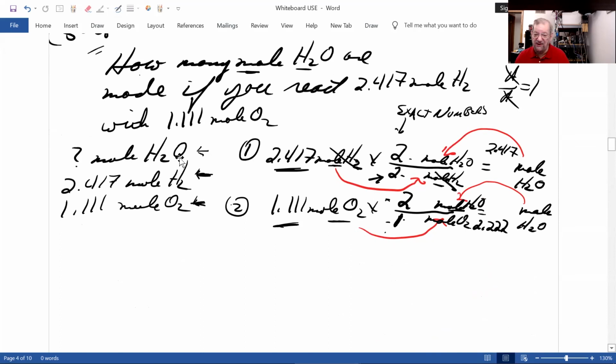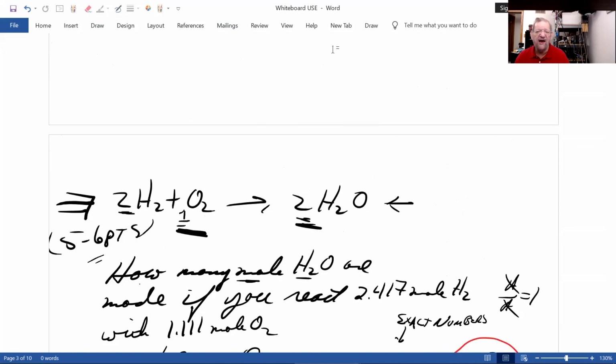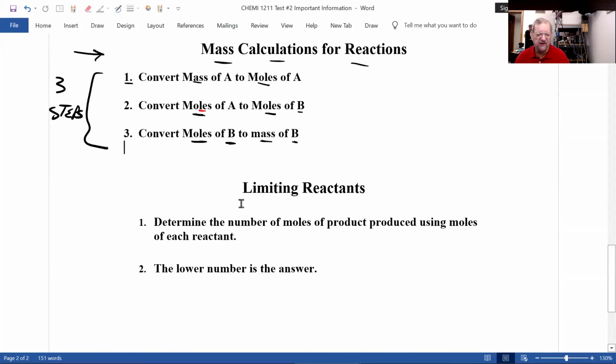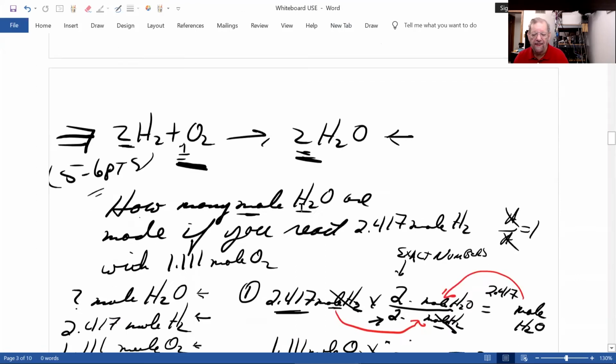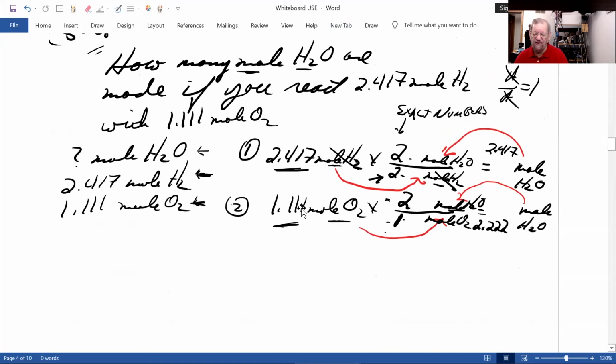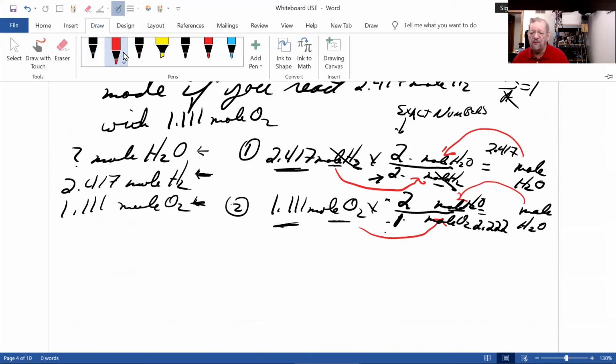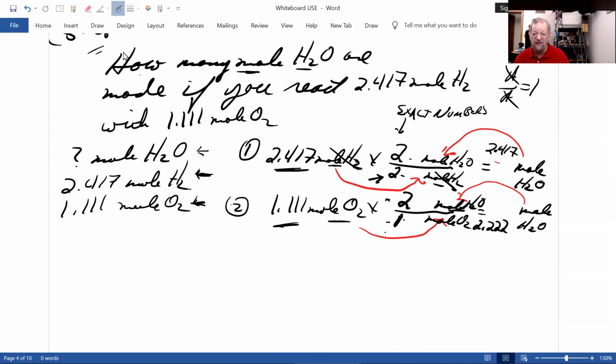We're trying to find out how many moles of water. And if you look at the important information, the lower number of the 2 calculations we just did is your answer. Therefore, which is a smaller number, 2.417 or 2.222? Hopefully you all agree. Hold on, I just sniffled a sneeze. Excuse me.